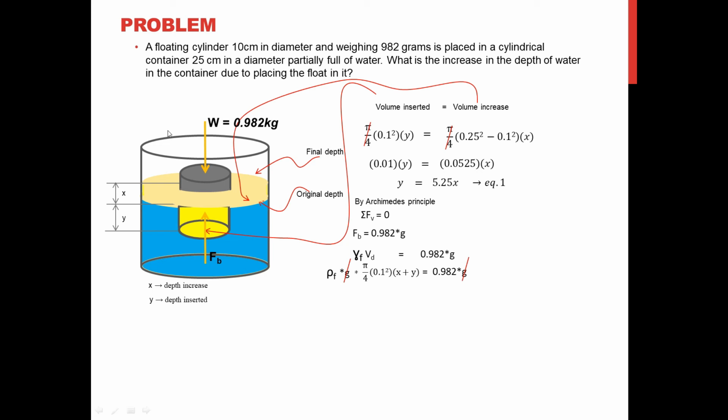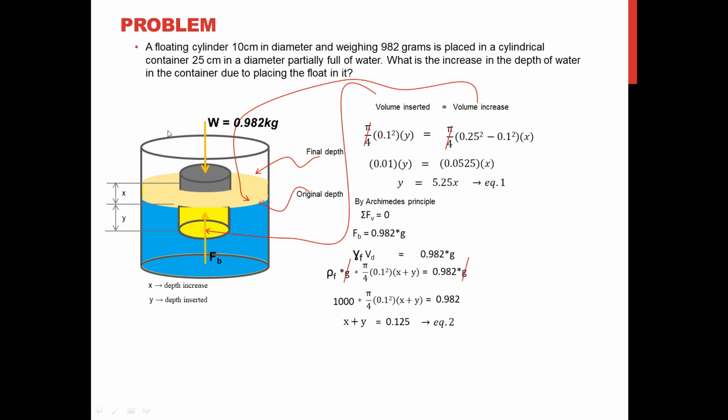So g again is common to our equation, so that will be cancelled. So we substitute the rho for the fluid, 1000, which is water, 1000 kilogram per cubic meter. So we multiply the volume. So we retain this one, and we'll come up with an equation in terms of x plus y that will be equal to 0.125. So let this be our equation 2.